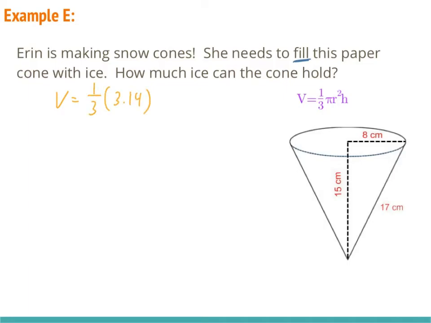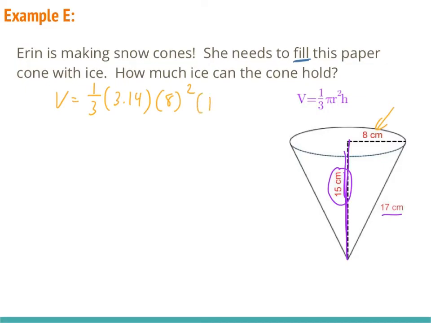And now we need to take a look at our radius. Luckily, they gave it to us, so our radius is 8. Don't forget to square it, and then times our height. And again, they threw us two numbers here, our 17 and our 15. But since we're taking a look at the height, we want the one that goes straight up and down. So that means we're going to be using our 15.